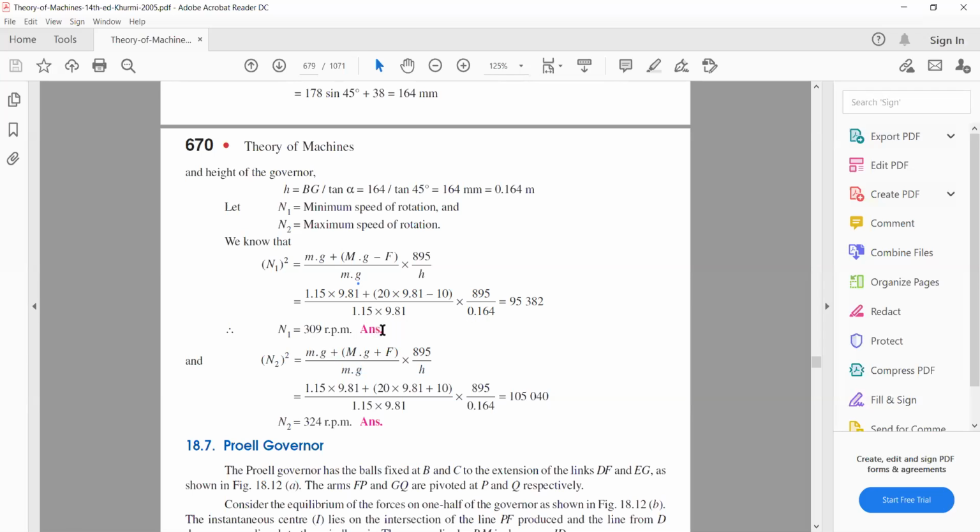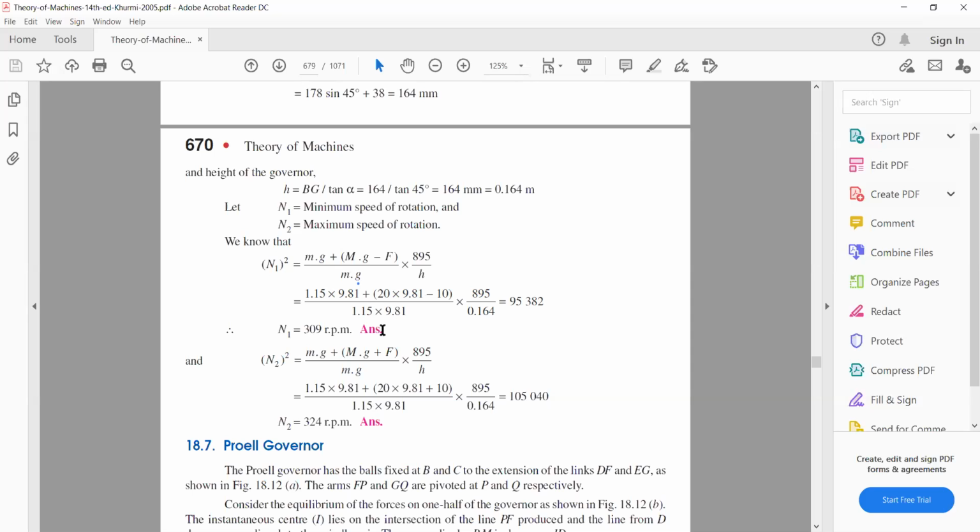Similarly we calculate N2. N2 square equals small mg plus capital Mg plus F by mg, into 895 by h. Substituting the known values in our equation, we get the unknown N2 value: 324 RPM.